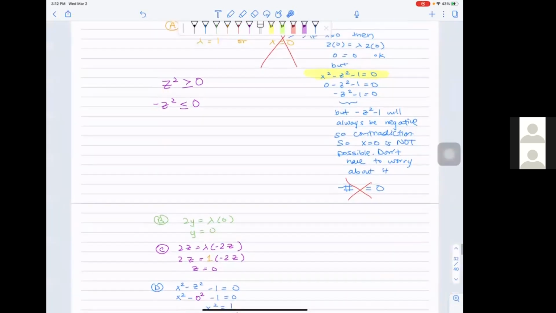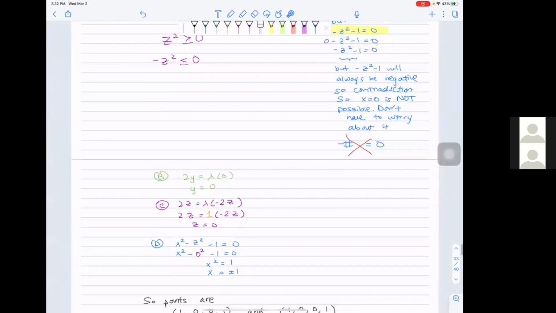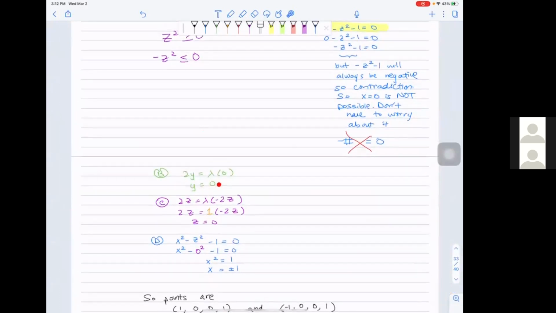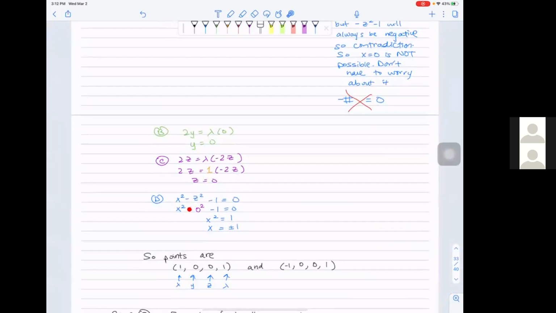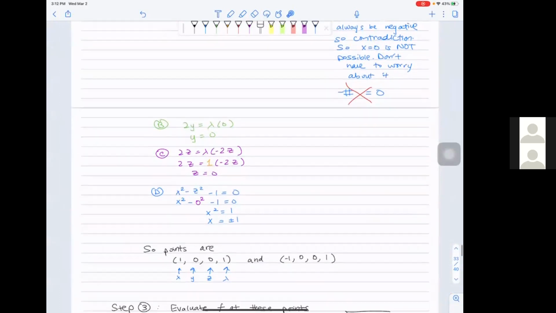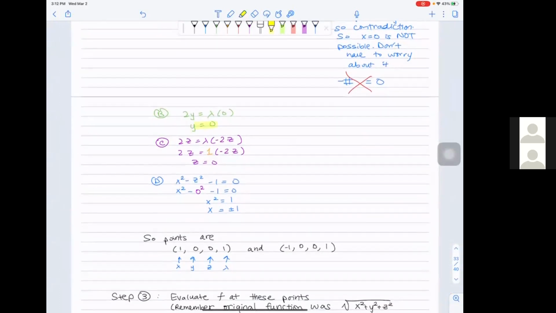Then you keep doing the same thing with the rest of the equations. So second equation, you get y equals 0. Third equation, you get z equals 0. Plug it back into the constraint to get x equals plus or minus 1. And so you have 2 critical points, 0, 0, and with x is 1 and x is negative 1.